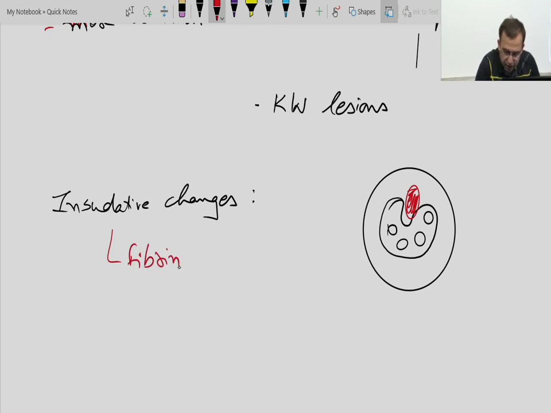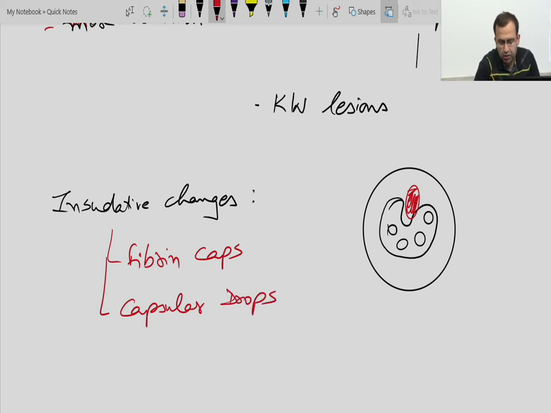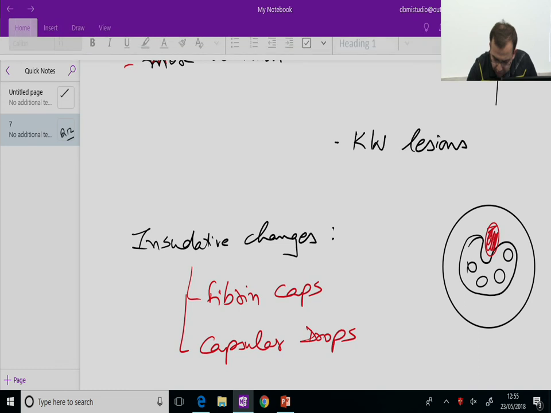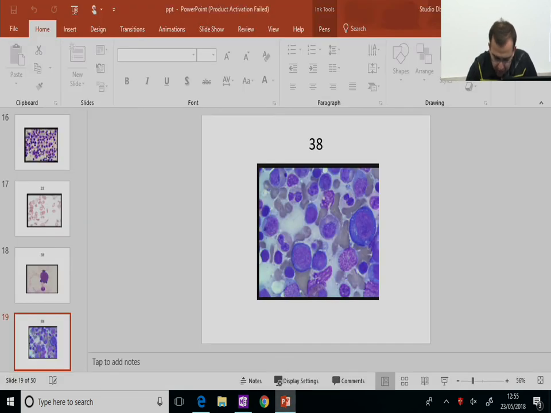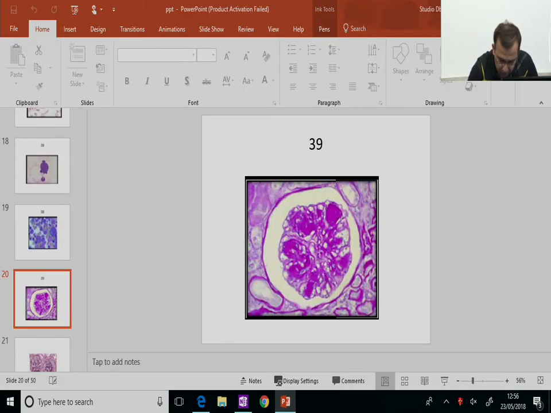So the insudative changes are fibrin caps, or it looks like something has been dropped from above, that is capsular drops. Exudative changes associated with diabetes: fibrin caps and capsular drops. This is diabetic nephropathy.